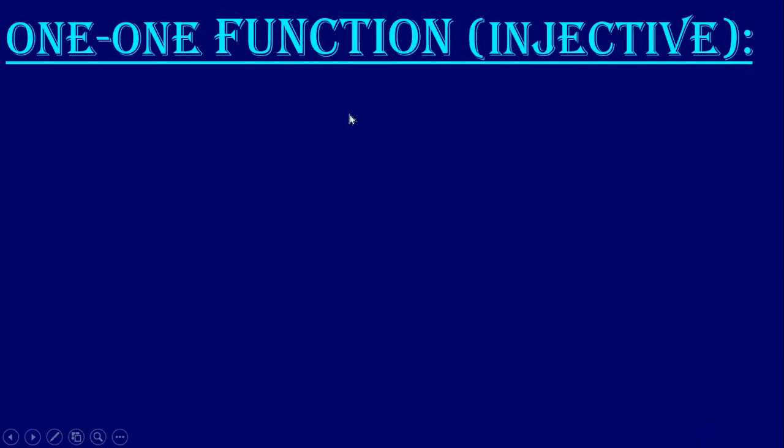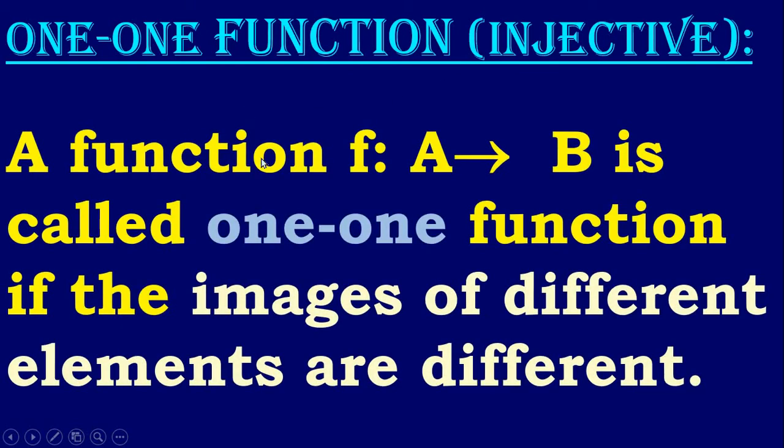Now we see the definition of 1-1 function. 1-1 function is also called an injective function. Function f from A to B is called 1-1 function if the images of different elements are different. So if different elements have different images, then that function is called 1-1.